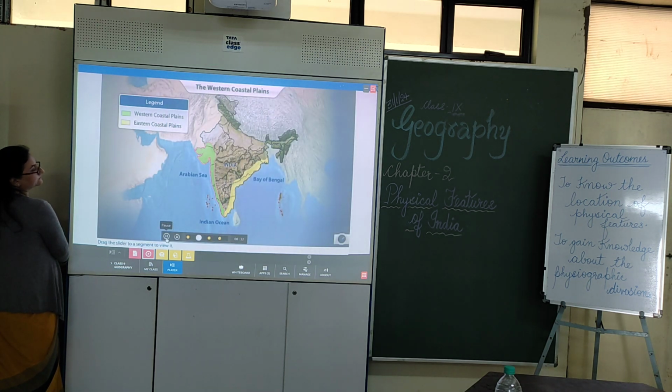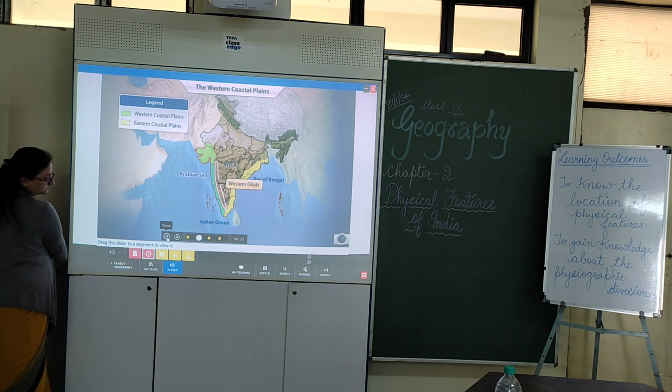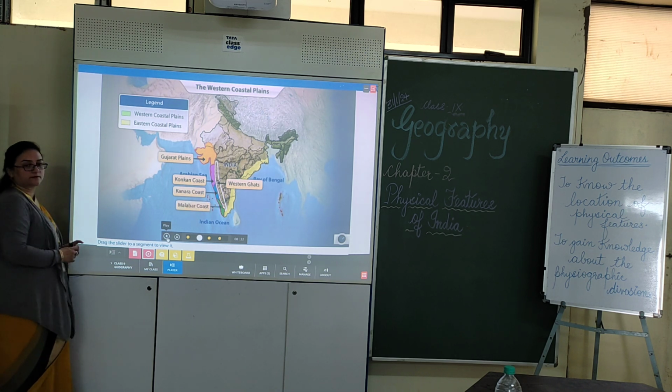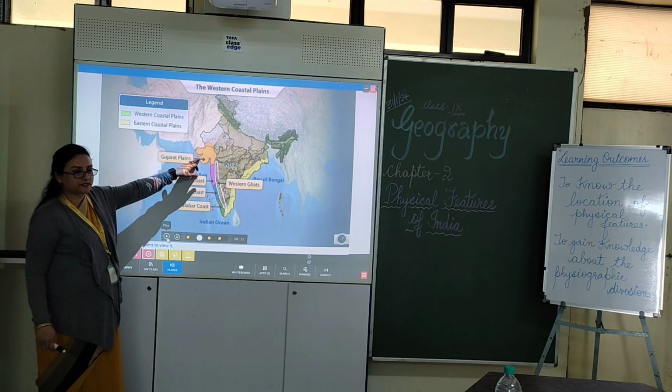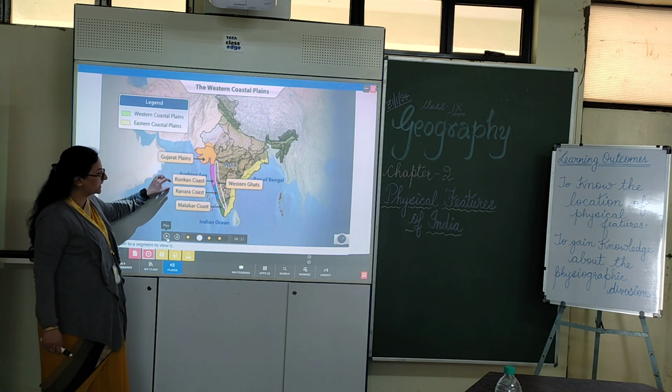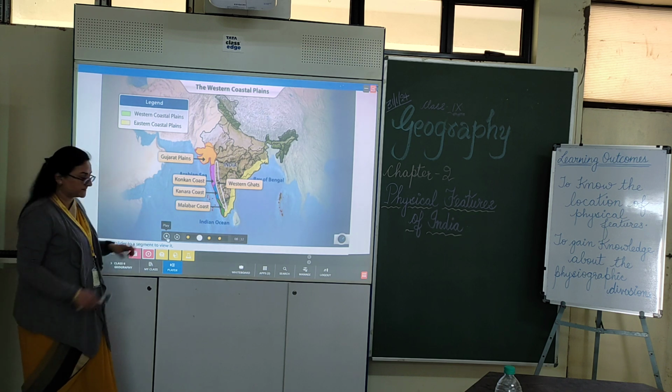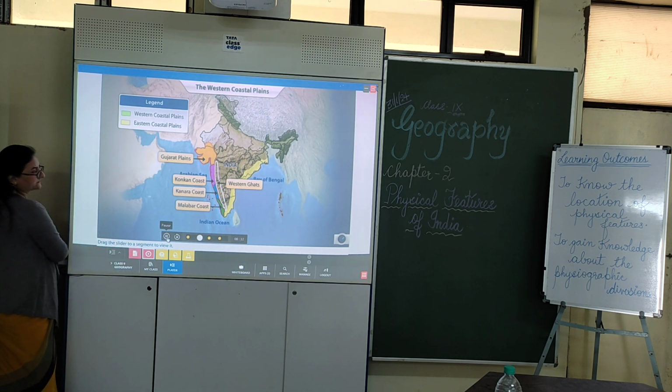The western coastal plains are narrow, uneven strips of land located between the Western Ghats and the Arabian Sea. The western coastal plains are broadly divided into four regions: the Gujarat Plains, Konkan Coast, Kannada Coast, and Malabar Coast. Can you see the division of the western coastal plains, the Gujarat plains, the Konkan, the Kannada and the Malabar coast? Let's see the eastern division now.